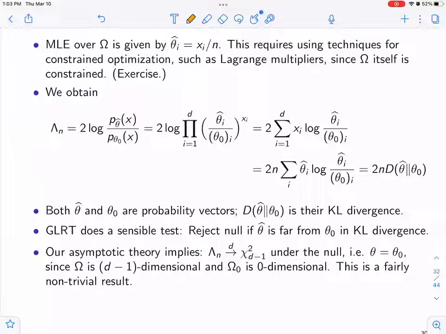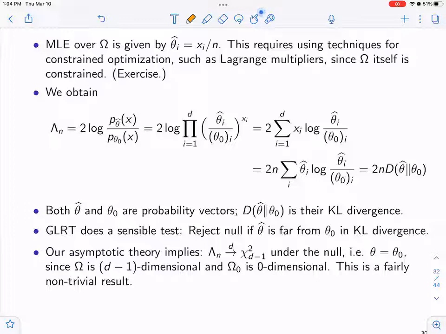And at this point, what I'm doing here is I'm multiplying by n, dividing by n here. So if I multiply by n, divide by n, xi divided by n is theta hat i. And so this you can think of as the KL divergence between, this is a probability vector, this is another probability vector. So interestingly, this object, which is like the generalized likelihood ratio test, measures a rescaled KL divergence of this estimate from theta naught.